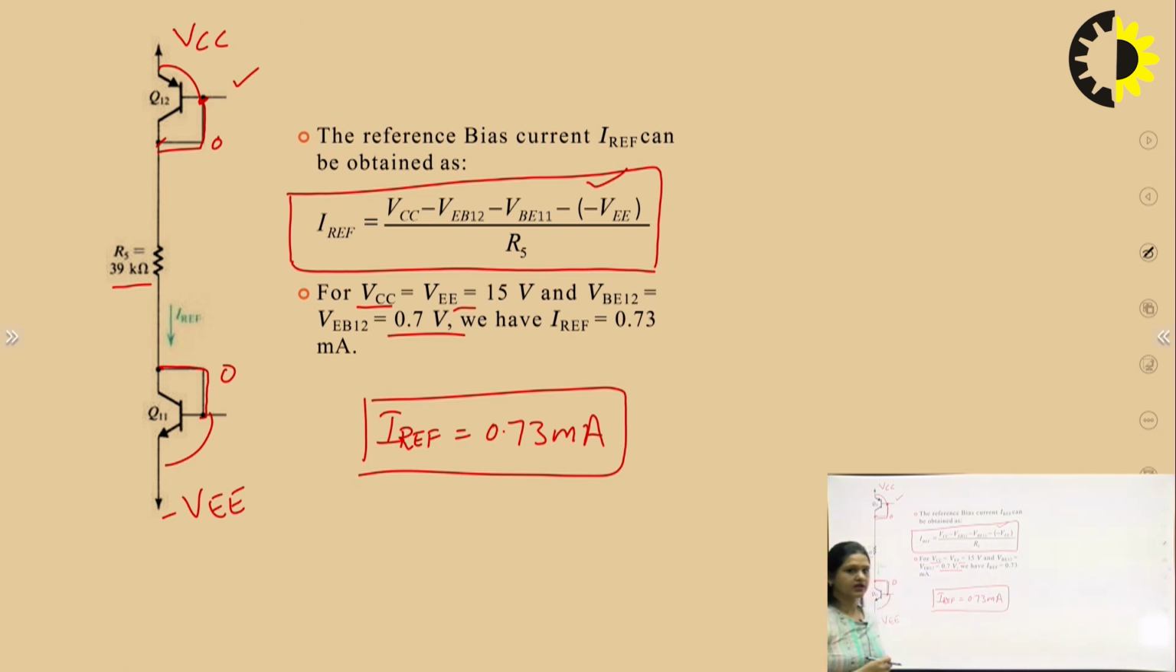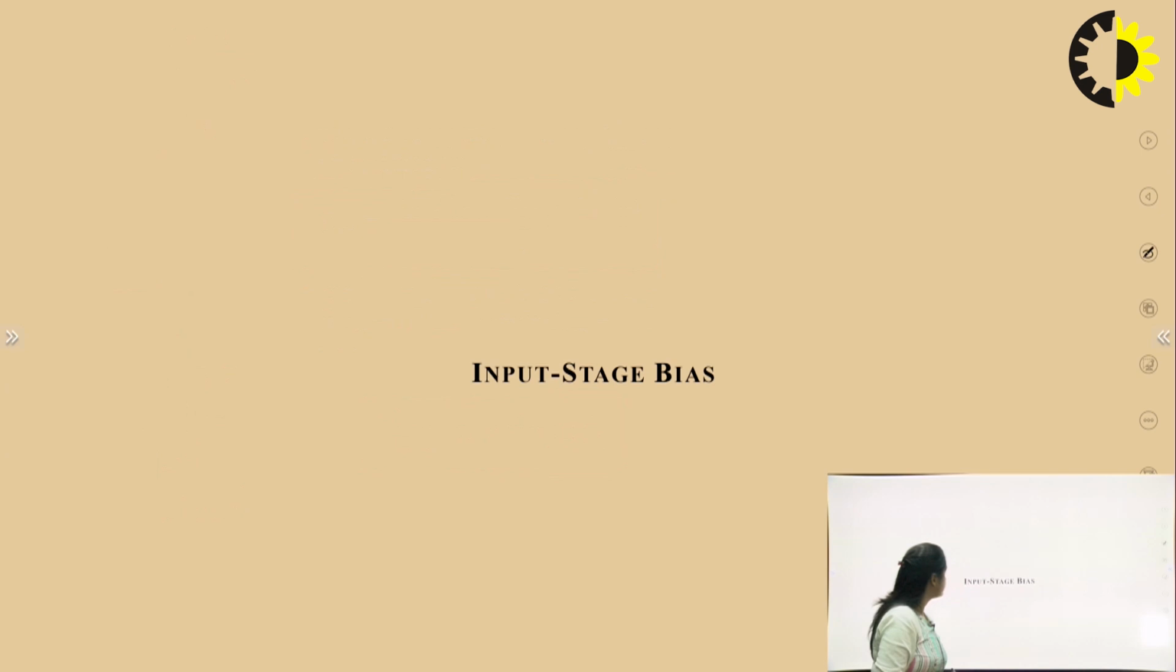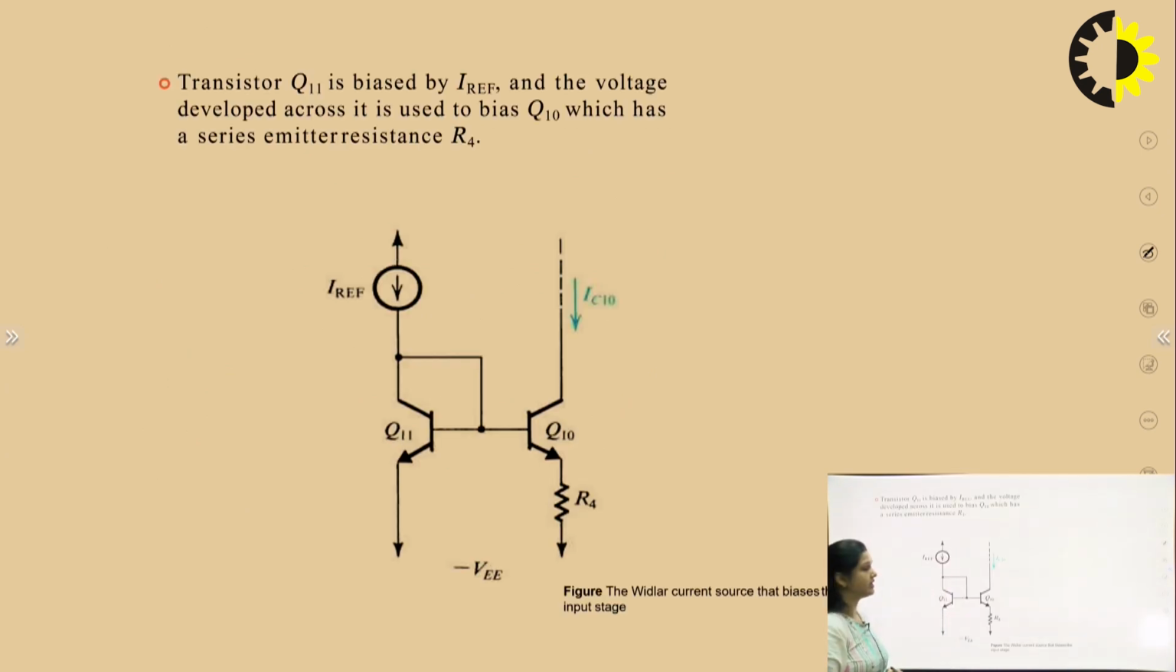So for the 741 IC, the reference current which is produced by the transistors Q12 and Q11 is equal to 0.73 milliamperes. Now this current is going to the input stage through a Widlar current source, because the current required to bias the input stage is very small. To convert this 0.73 milliampere current, we need a circuit by which we can reduce that current. You know that the Widlar current source is used to reduce the current. So this reference current is 0.73 milliamperes, and using this Widlar current source, we can reduce it to microamperes.